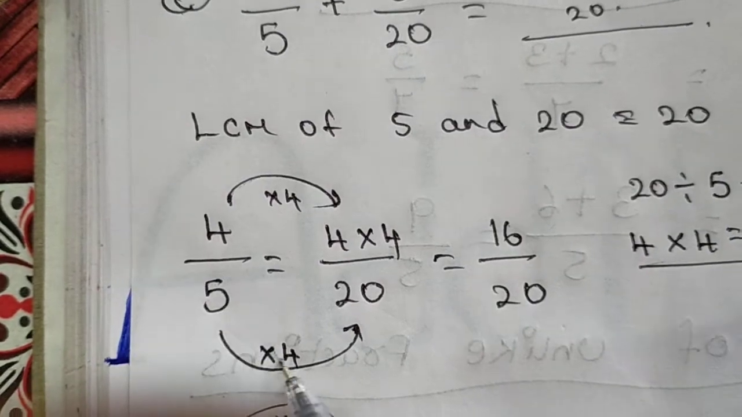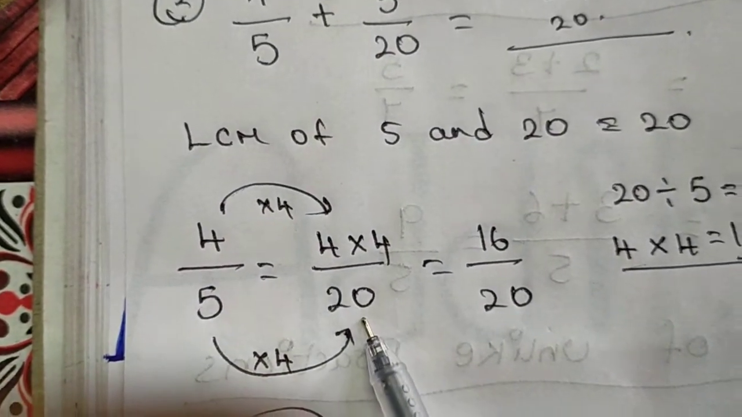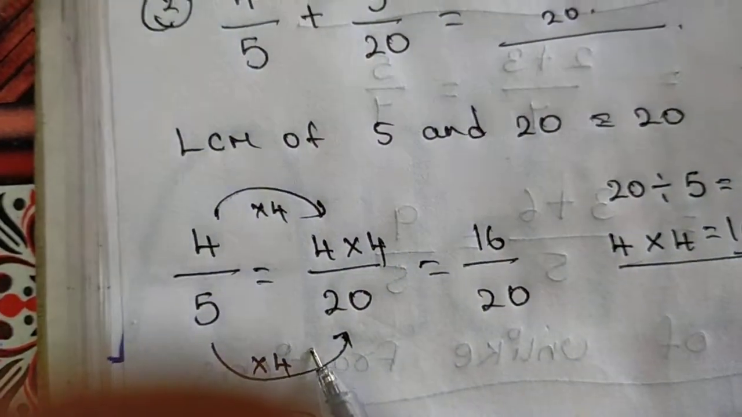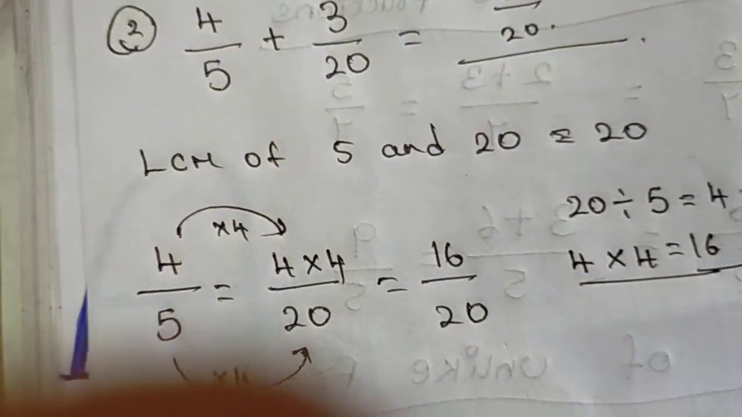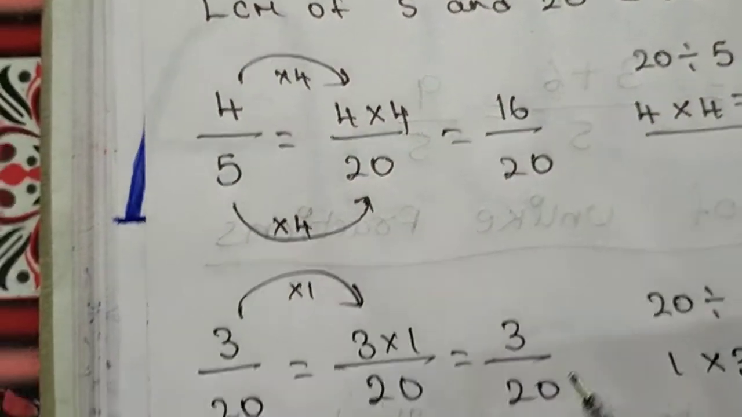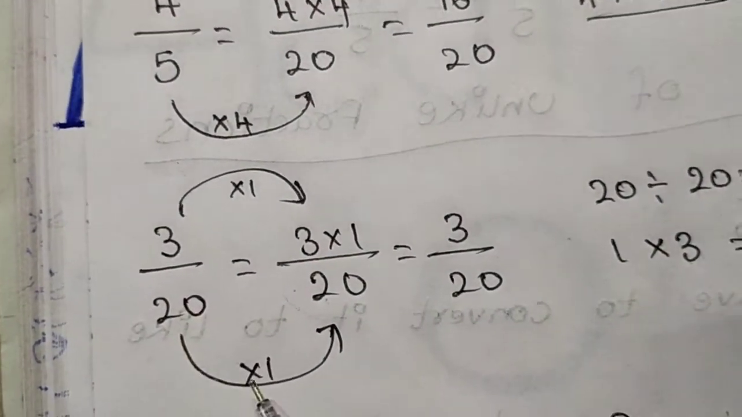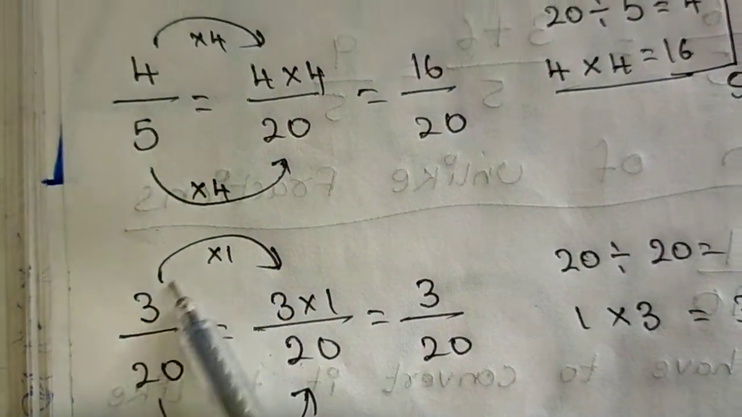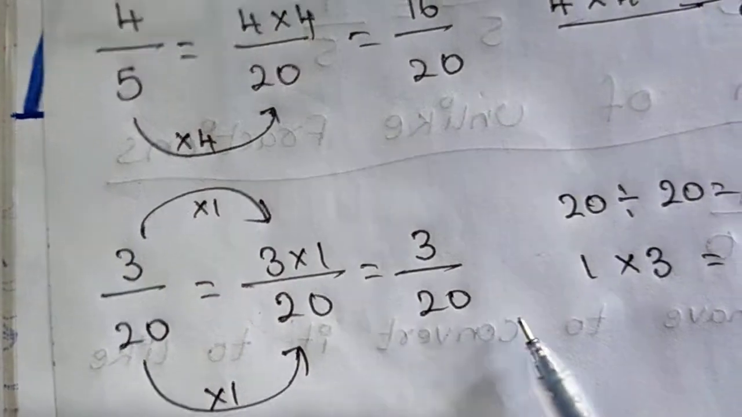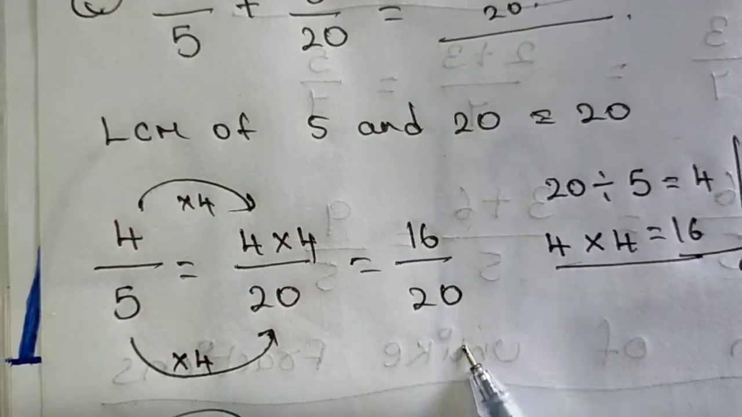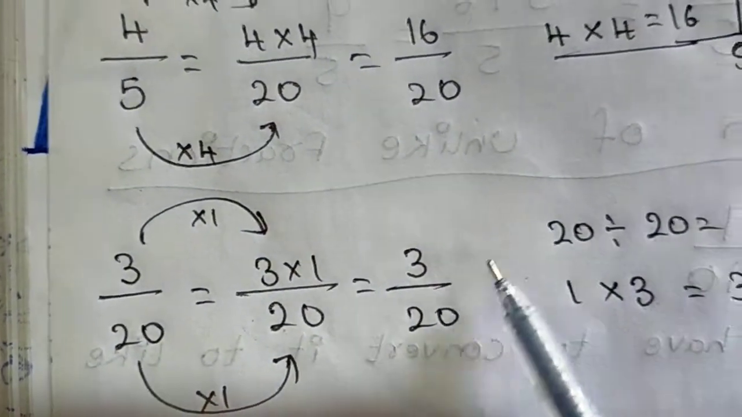Now 5 multiplied by how much, in the 5 table, will you get 20? 4. So 5 into 4, and the numerator also you have to multiply with 4. So you will get the answer 16 by 20. Now the next fraction, 3 by 20. In the 20 table, when do you get 20? 20 ones are 20. So the numerator also you multiply with the same number, and you will get 3 by 20. So 4 by 5 is equal to 16 by 20, and 3 by 20 is equal to 3 by 20.